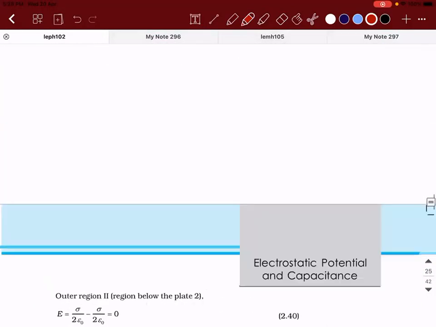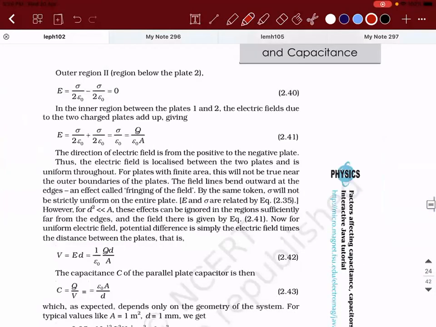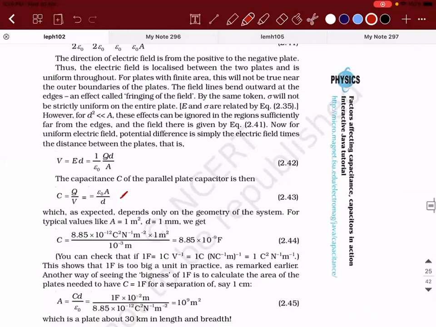So about the parallel plate capacitor, I've already explained the capacitance, right? You are able to see this: C is equal to epsilon naught A divided by d. This thing we have already derived, right? So these two concepts are over. Any doubt from here? You're clear till this point?